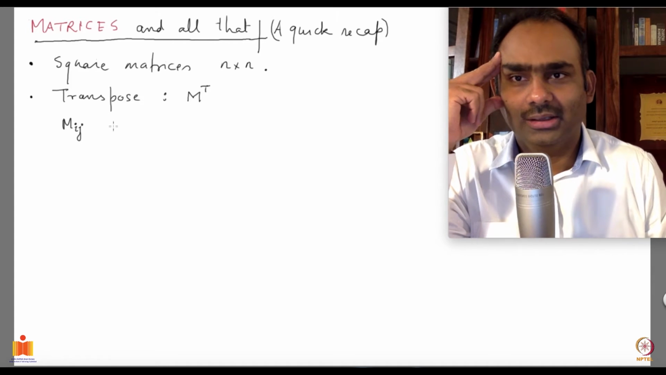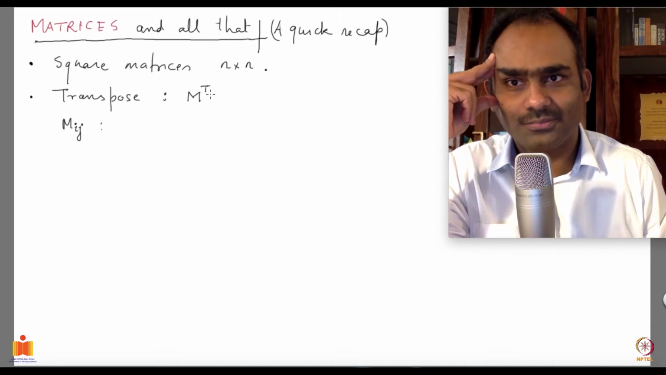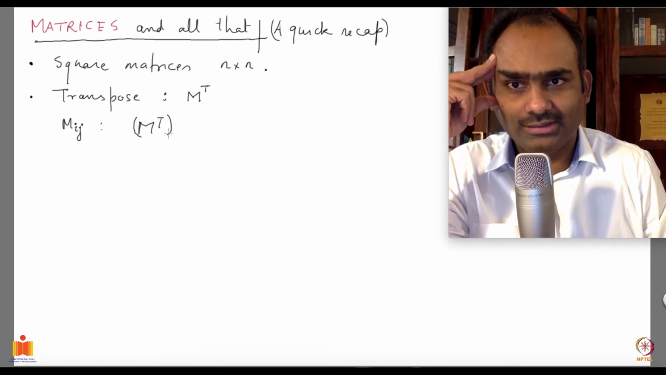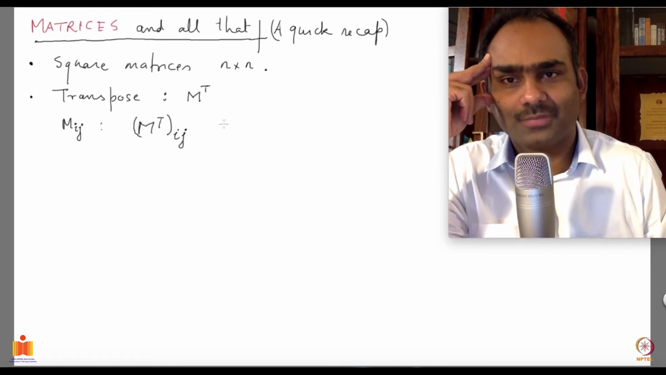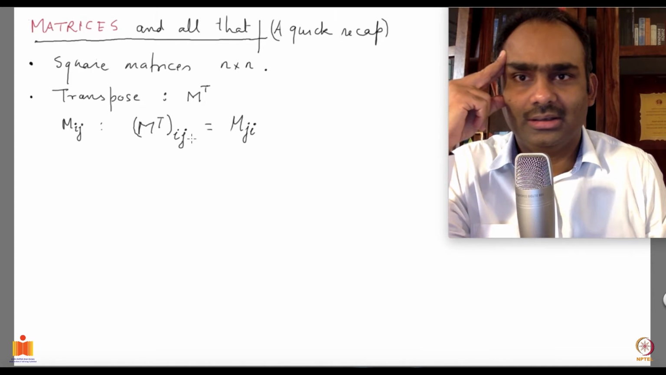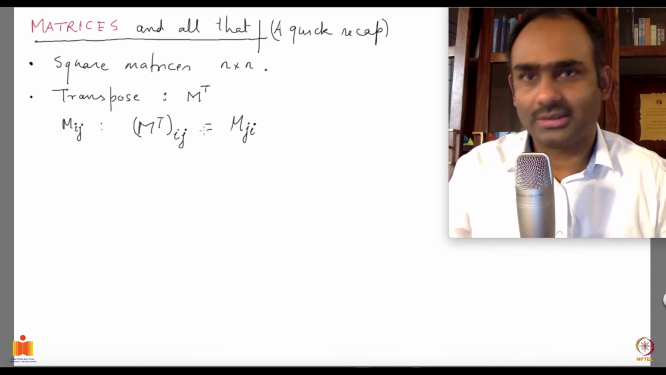Okay, so how is this mij related to the elements of M transpose? It's like this. Let's say you take the matrix M transpose and ask what is the element in the ith row and jth column. As I said, it's just the interchange of rows and columns of M, so it should be mji. Okay, so this is how you should write this expression.